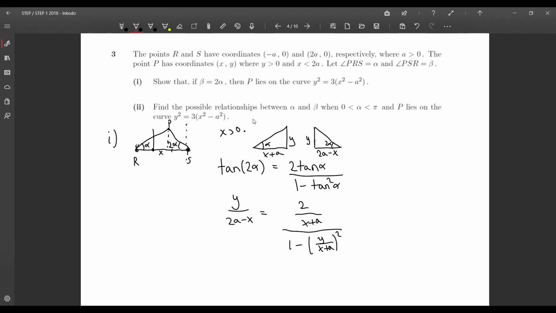Now y is greater than 0, so we can cancel that out here. So that simplifies things a bit. We could multiply both the top and bottom by x plus a squared here. That's going to give us 2 times x plus a over x plus a squared minus y squared.